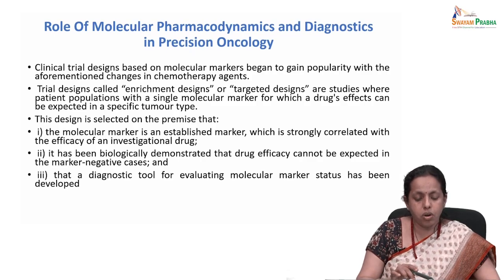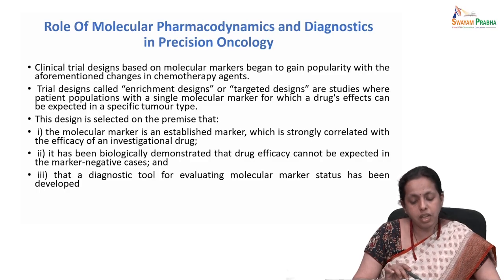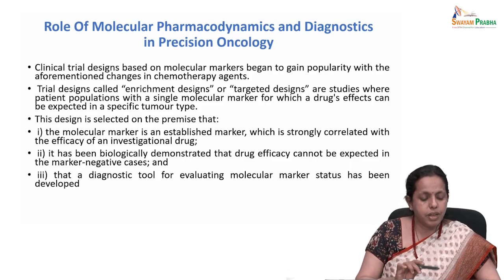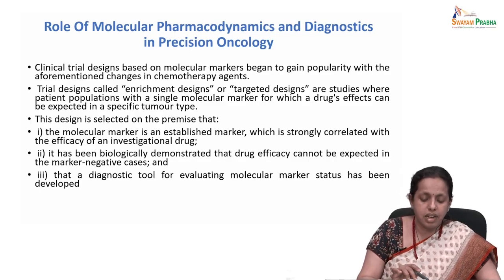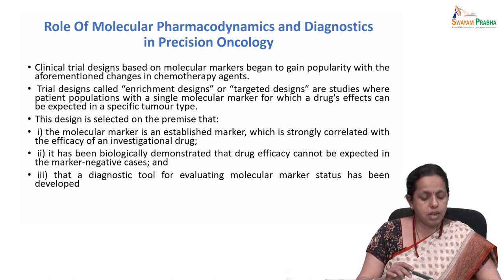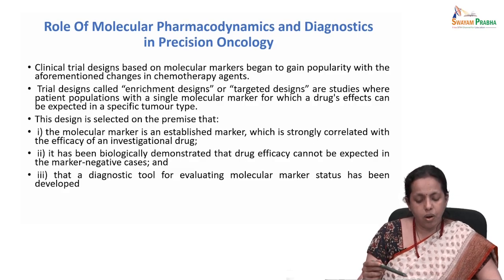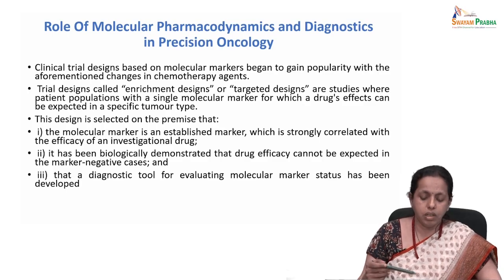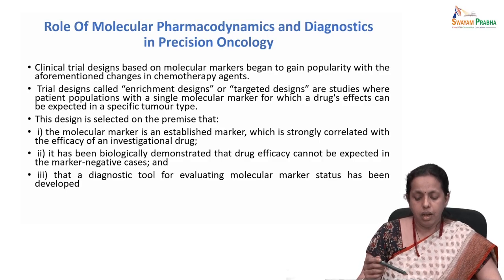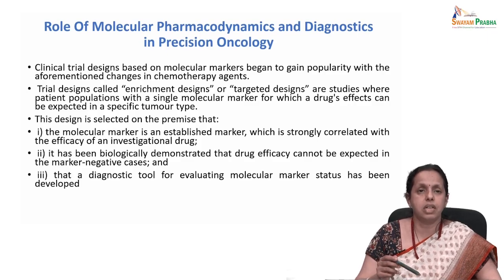These are called enrichment designs or targeted designs, where patient populations with a single molecular marker, for which a drug can be expected to work, are selected in a specific tumor type. In one single tumor type, is there a single molecular marker for which there are changes in expression? This design is selected on the premise that the molecular marker has to be an established marker, for example HER2, which is strongly correlated with the efficacy of an investigational drug.